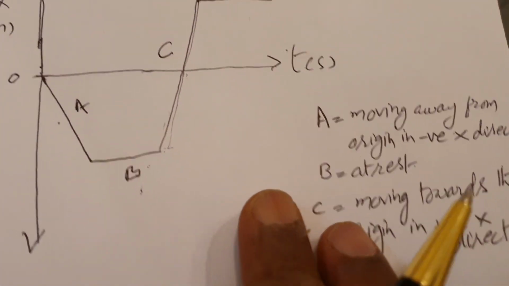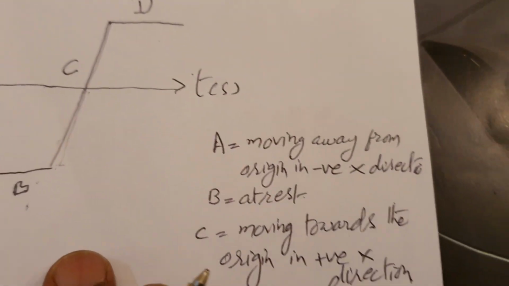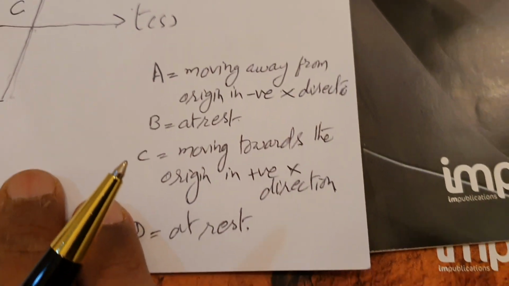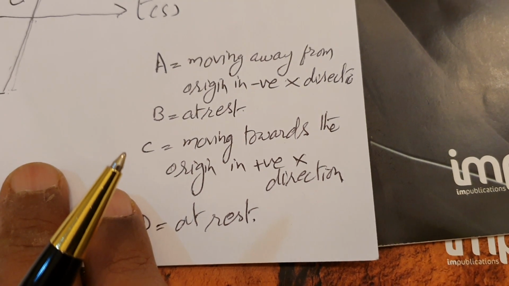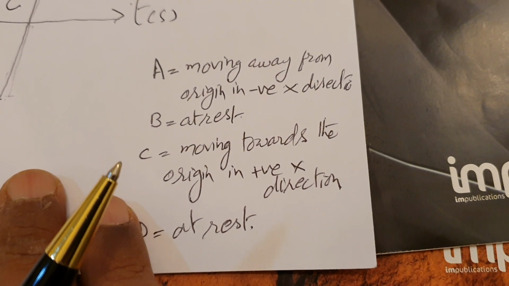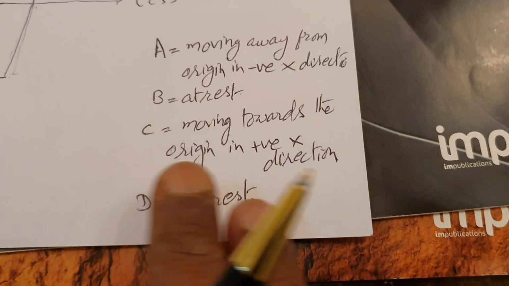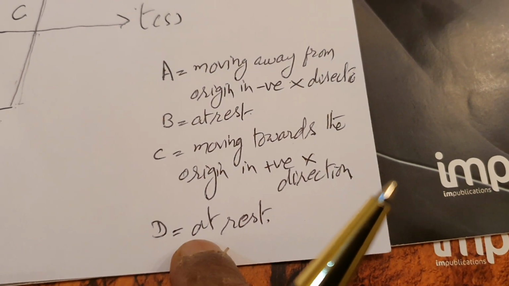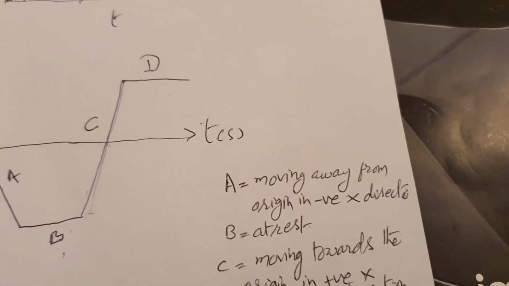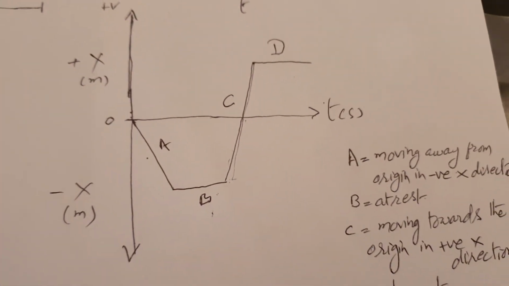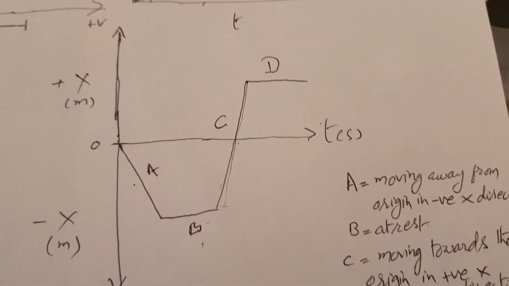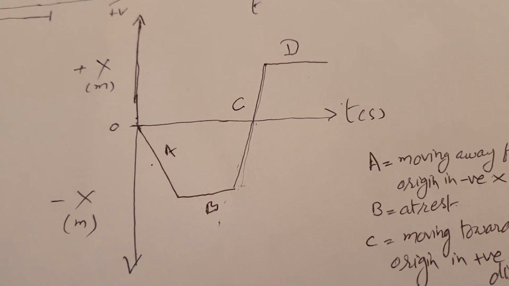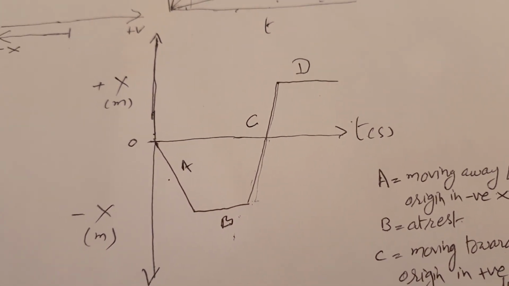Yeah, so the answer is this, that in part A, object is moving away from origin in negative x direction. At B, it is at rest. At C, it moves towards origin in the positive x-axis, but it doesn't stop there. It continues to move in the positive x direction. And at D, it is at rest again. So this is the explanation of the position time graph that I gave you last time as a question.